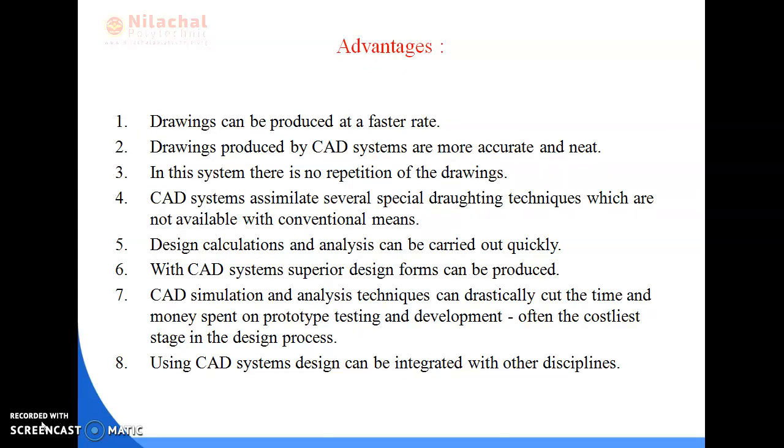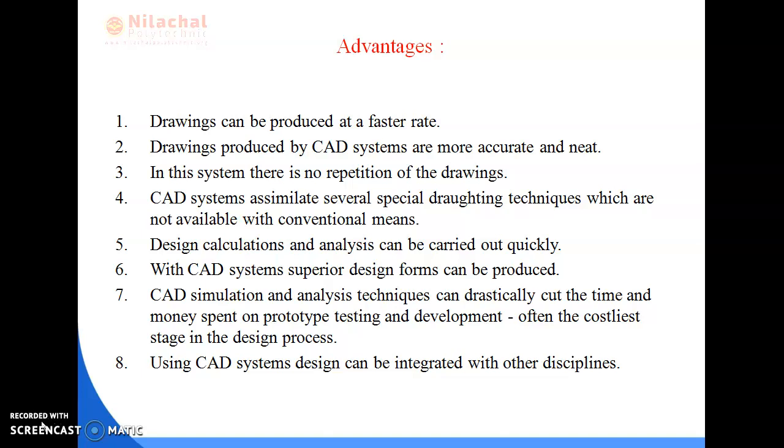The advantages of CAD system. Drawing can be produced at a faster rate. Here the drawings of anything could be produced within some minutes or some hours also. Drawing produced by CAD system are more accurate and neat than a manual drawing. Means here the dimension and the parts are very clear.